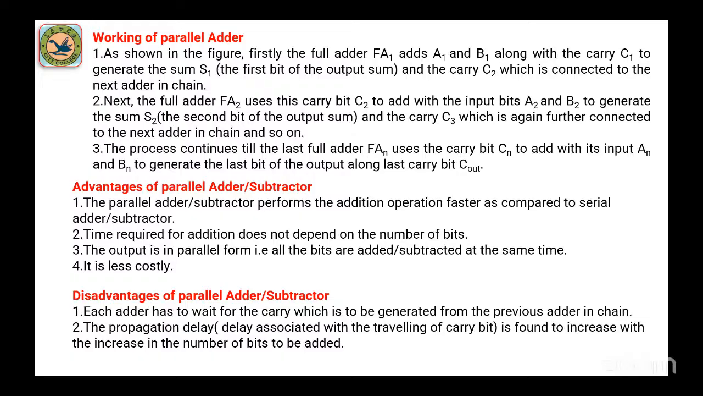So what are the advantages of parallel adders or subtractors? They perform the addition operation faster compared to the serial adder. The time required for addition does not depend on the number of bits. The output is in parallel form, that is, all the bits are added or subtracted at the same time, and it is less costly.